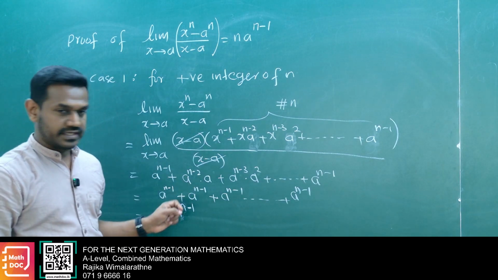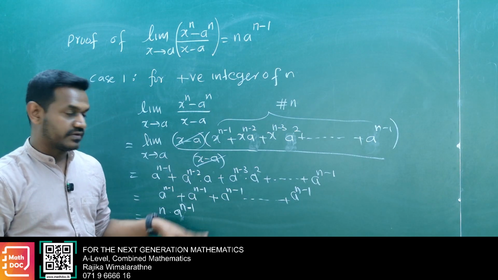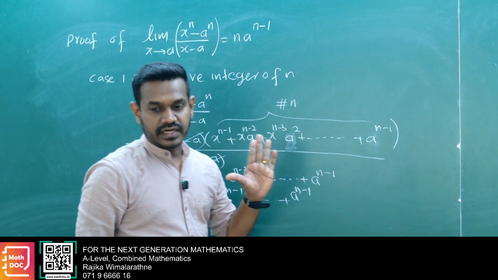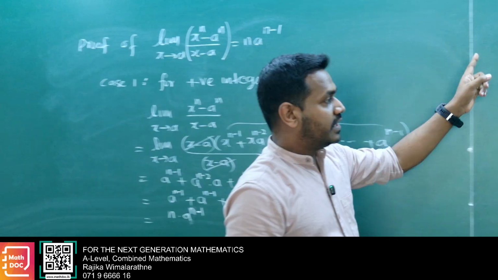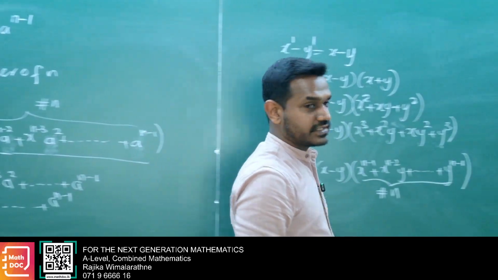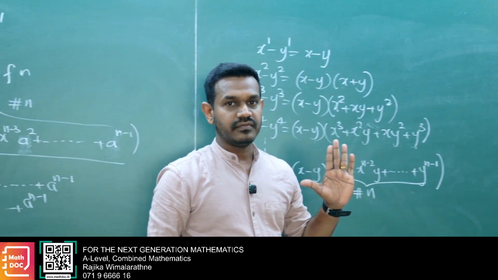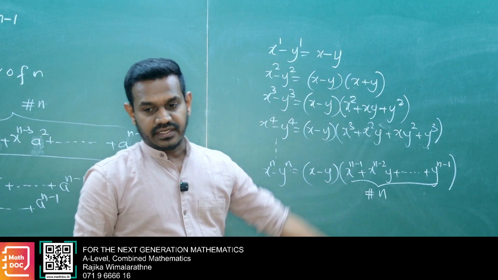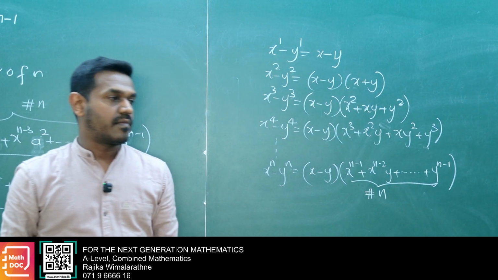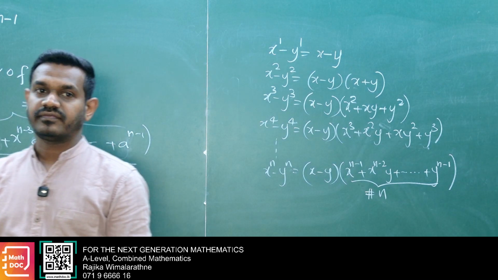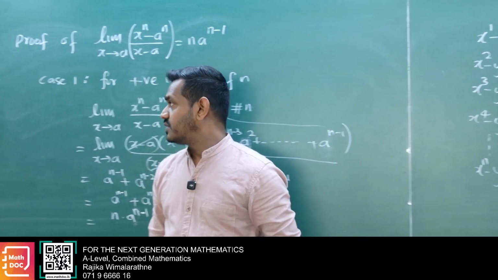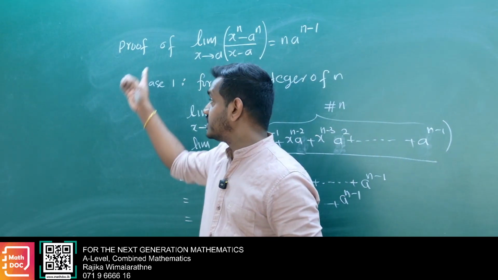This is for positive integers, not for negative integers and rational numbers. Do that proof. If you need to write these factors, I have given this one before. But if you need the factorization, just write this by the side. Then do this proof for positive integers.